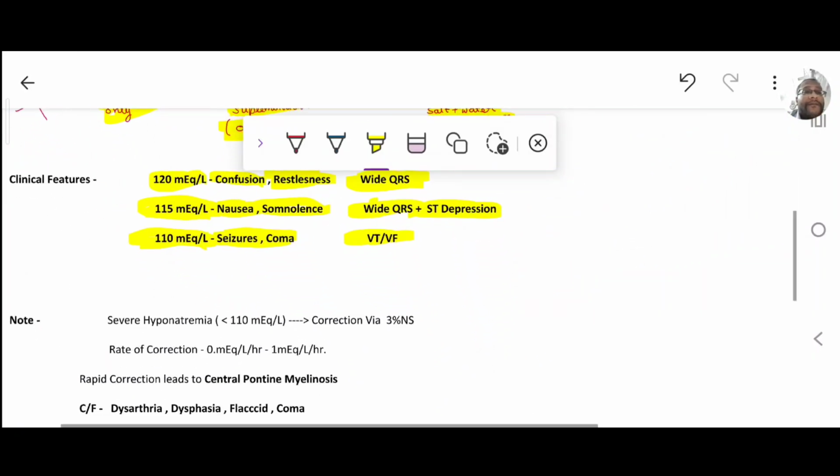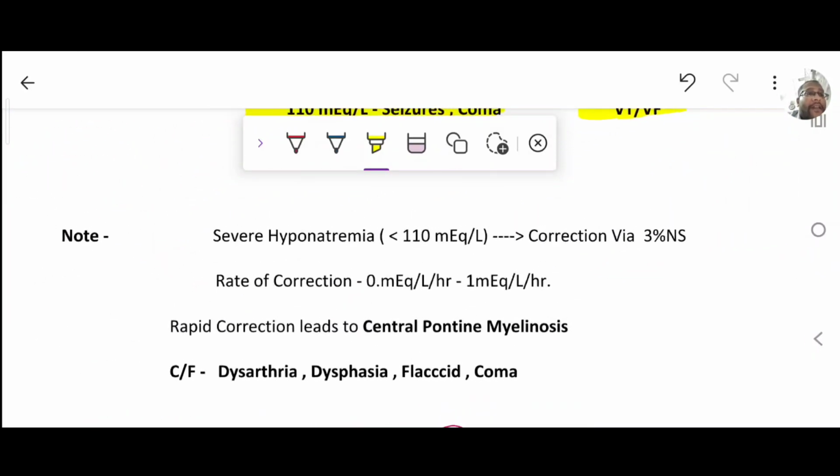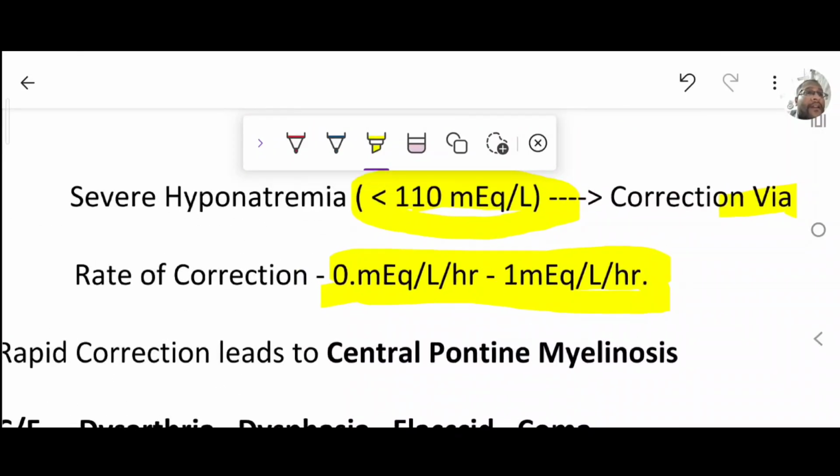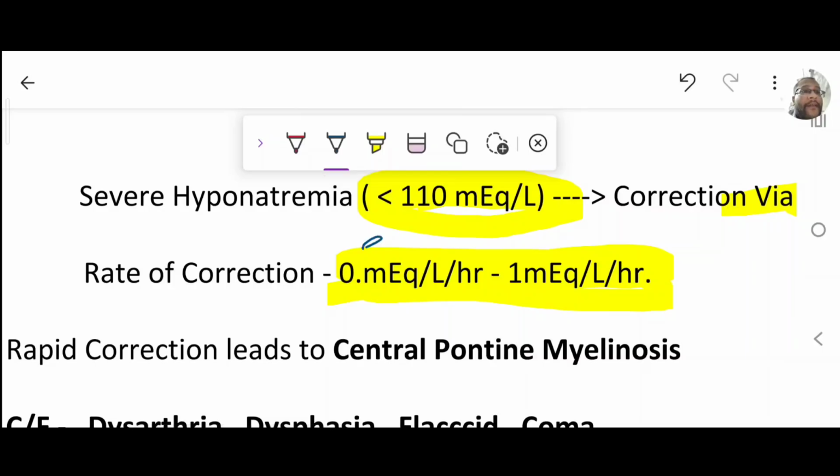There is a very important note, guys. When there is severe hyponatremia, less than 110 milliequivalent per liter, we have to correct it with 3% NS. The rate of correction will be around 0.5 milliequivalent per liter to 1 milliequivalent per liter.